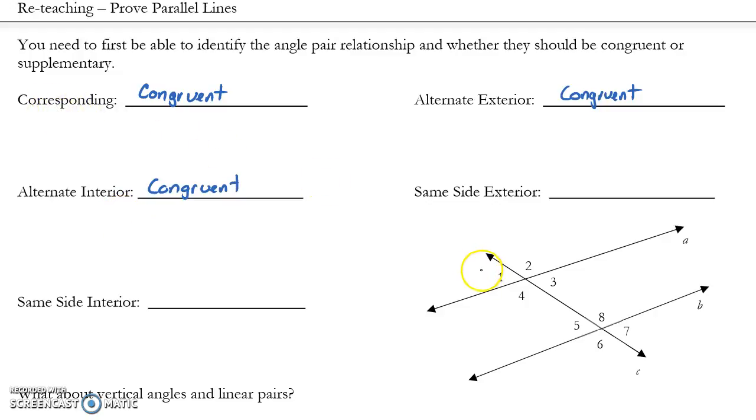Corresponding angles, remember, is in the same location at two separate intersections. So angle 1 is in the top left. It corresponds to angle 5. Angle 1 and angle 5 are corresponding. Angle 2 corresponds with angle 8. Angle 3 corresponds with angle 7. And angle 4 corresponds with angle 6. If I can show that those angles are congruent, then I know my lines are parallel.